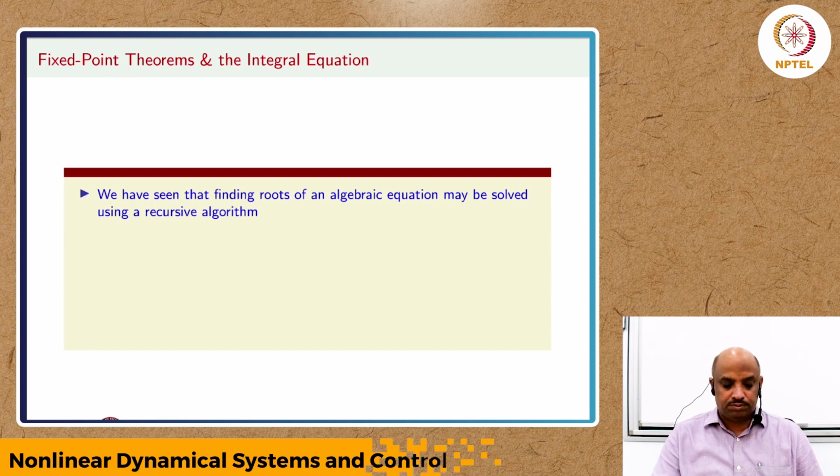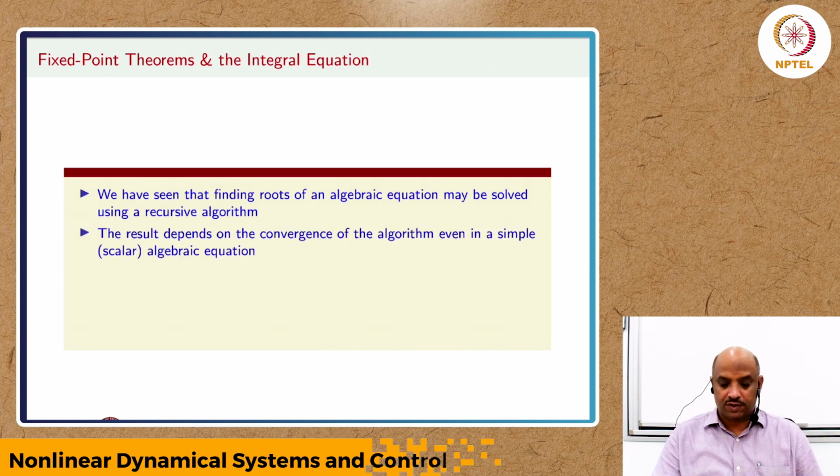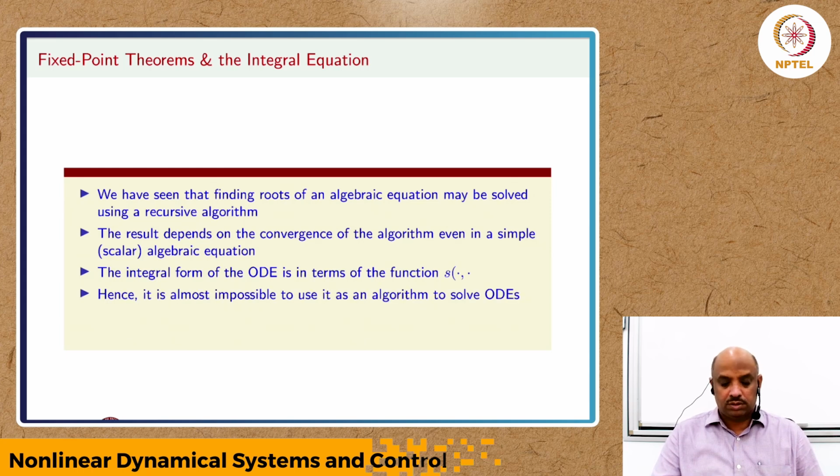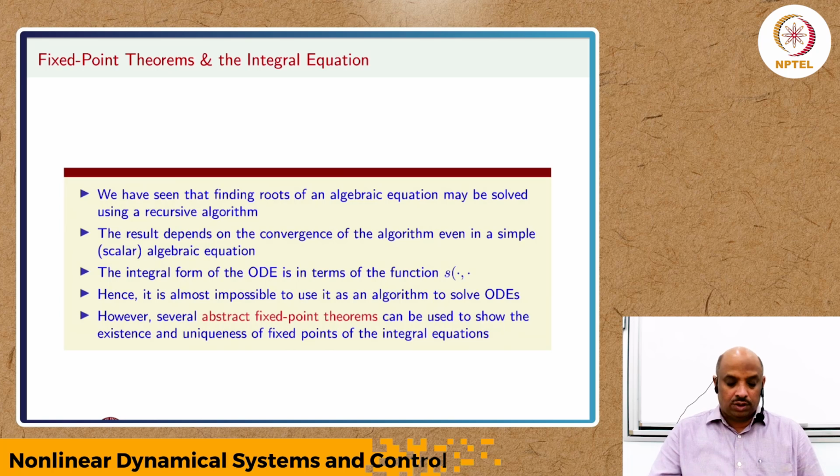So what do we do next? We have seen that finding roots of an algebraic equation may be solved using a recursive algorithm. The result depends on the convergence of the algorithm, even in a simple square root type of problem. And the integral form of ODE is far more complicated than a simple algebraic equation like x square equals 2, and hence it's almost impossible to use it as an algorithm to solve ODEs. So essentially, it's nice to know that we can write ODE in an integral form, but it doesn't provide an obvious algorithm to solve, right? That's essentially the difficulty of ordinary differential equations.